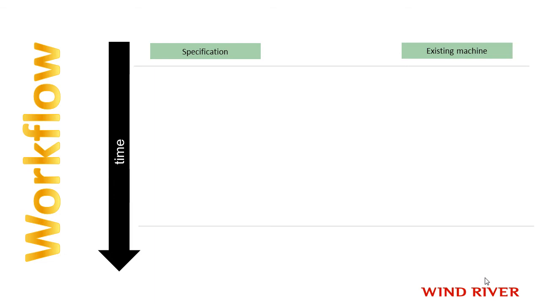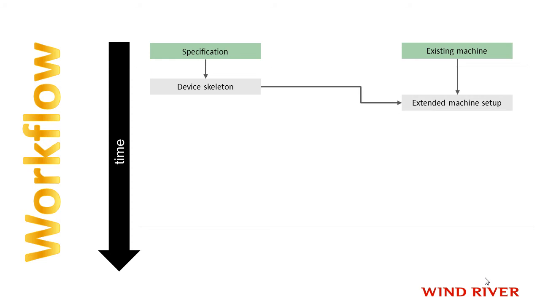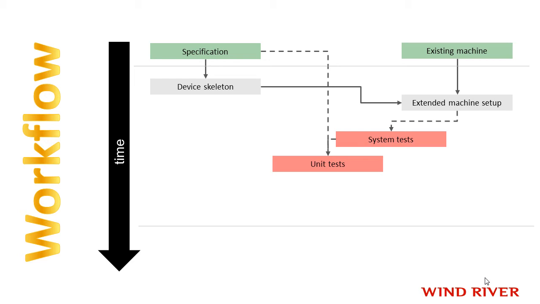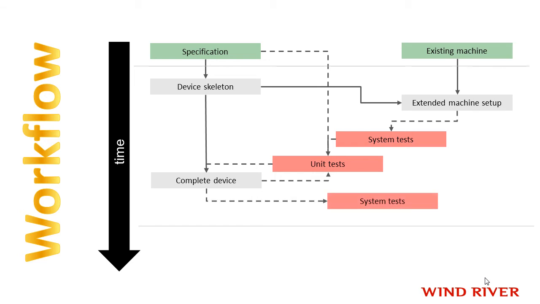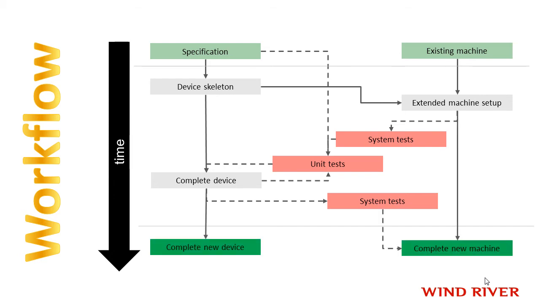The process we're going to go through is essentially this. We start with the specification for the new device and the existing machine. We then build a device skeleton for the new device. We add that to the existing machine by extending it, so we create a first version of our new machine. We then run some system tests on this. We then set up unit tests for the device, and using the unit tests we develop a complete device model. Once that device model is complete, we rerun the system tests, within the scope of the extended machine, and once all the system tests pass we say that we are done. This means we have a complete new device and a complete new machine.